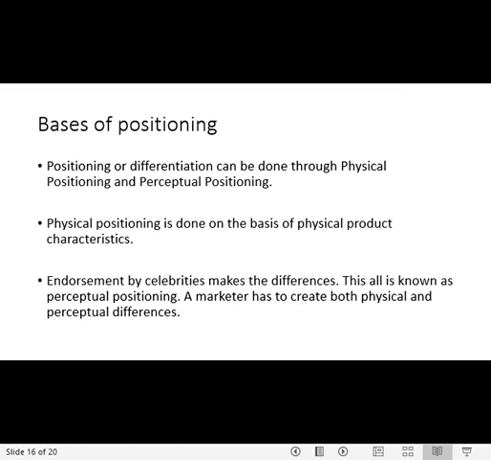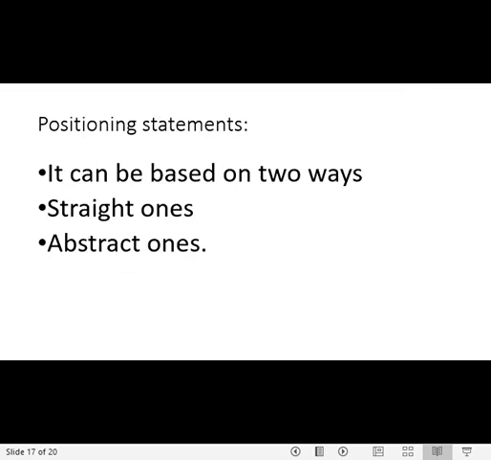For example, you can see any actor, like at present you see Alia Bhatt and Kareena Kapoor endorsing a particular gold brand. Kajol is endorsing a particular brand. So what happens in this? The way you think changes.